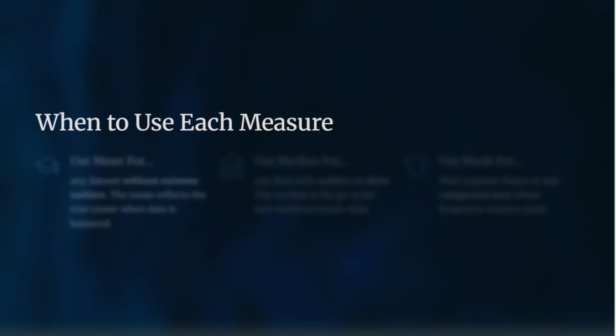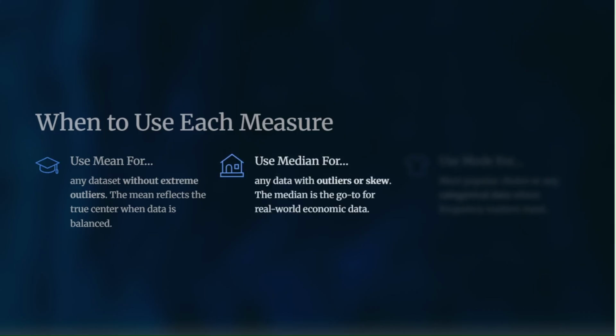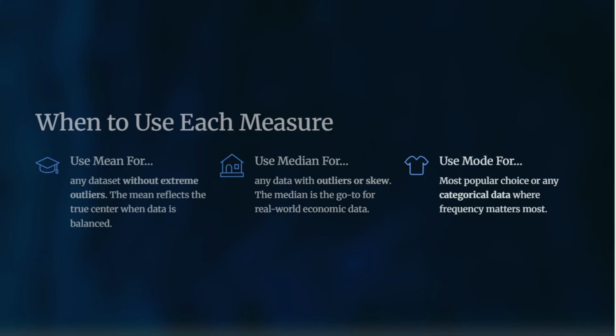When to use each measure. You will use the mean for test scores or temperatures or any data set without extreme outliers. The mean reflects the true center when the data is balanced. You will use the median for income or housing prices or any data set with outliers or skew. The median is the go-to for real-world economic data. And you will use the mode for the most popular choice or any categorical data where frequency matters most.